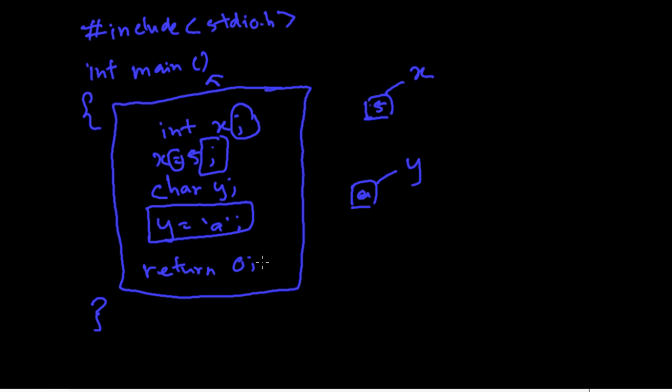The last line of every int main function should be return 0. Then you close the braces. There you have it, your first program that does nothing but assign values.